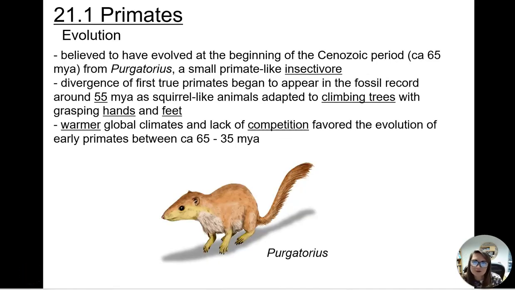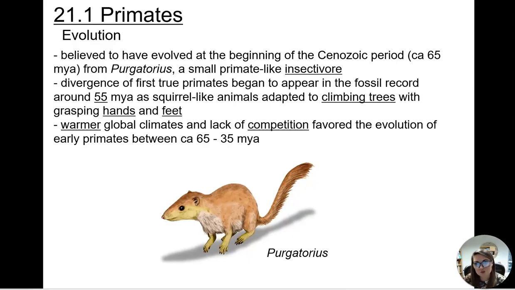So with evolution, they're going to believe that they have evolved at the beginning of the Cenozoic period, which is going to be around 65 million years ago, and the Purgatorius, a small primate-like insectivore. And so that's what you see here. So he crawls around and he looks for insects to eat.